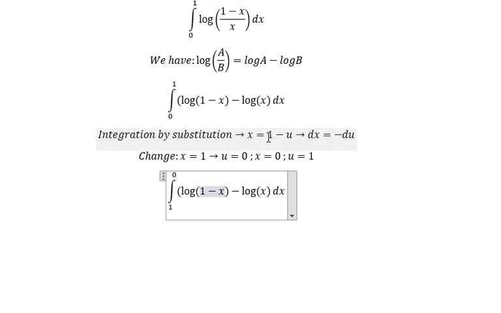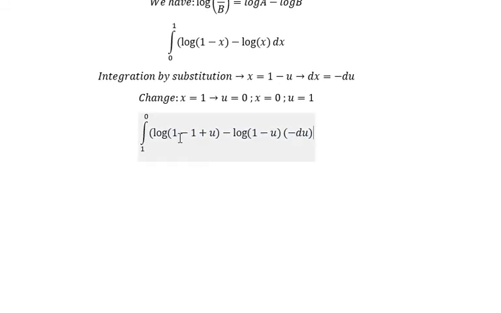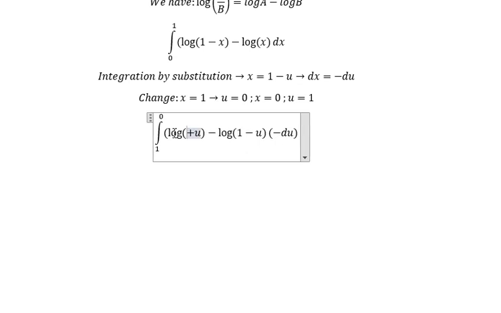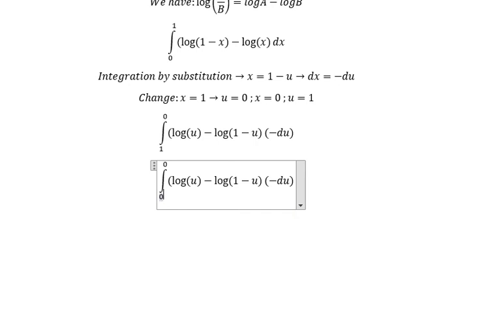So we go about number 1, this is number 0 in here. This one we change to x, so we go 1 minus u. The x we change for negative u. So this is 0 in here. We know that number 1 is bigger than number 0, and we have the negative in here, so we can swap the top and the bottom together, and you will get the integral from 0 to 1.